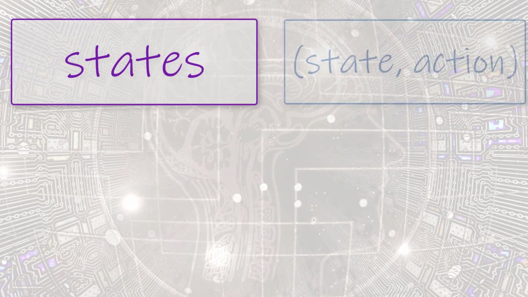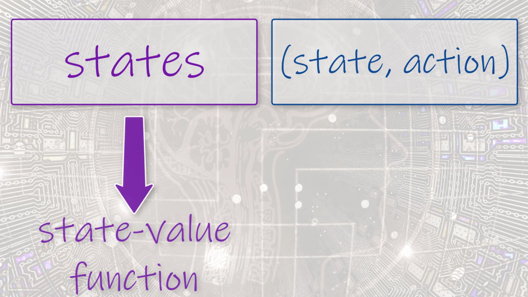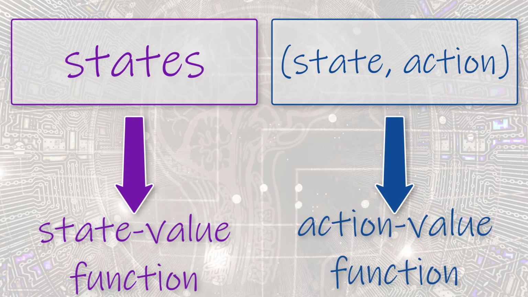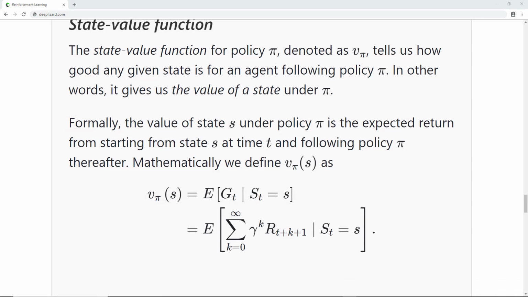Now, we said that value functions are functions of states or of state action pairs. Well, we actually have two types of value functions: the state value function and the action value function. The state value function for policy pi, denoted as v sub pi, tells us how good any given state is for an agent following policy pi. In other words, it gives us the value of a state under pi. Formally, the value of state s under policy pi is the expected return from starting from state s at time t and then following policy pi thereafter.